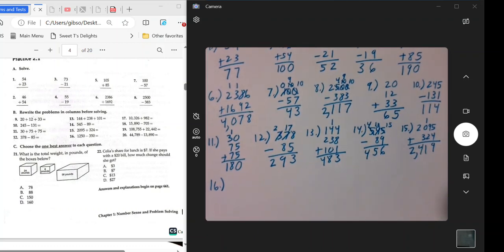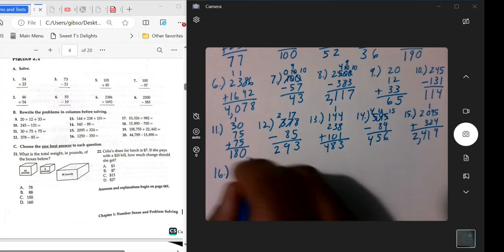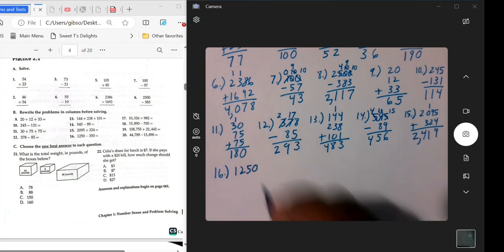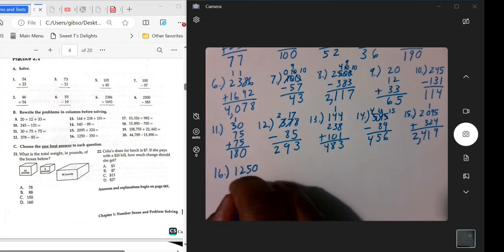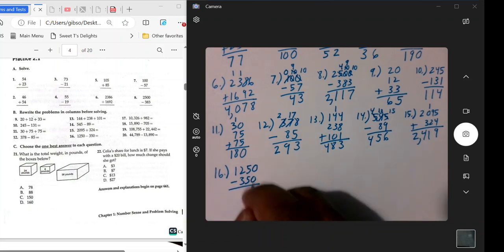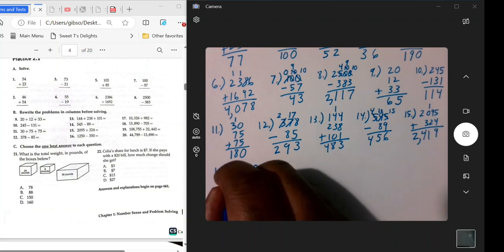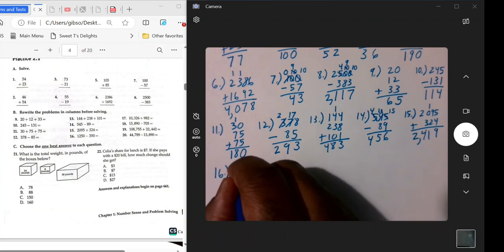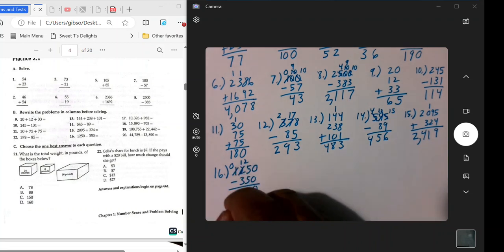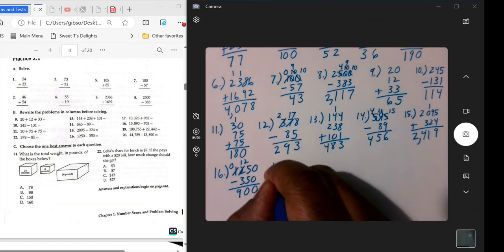Problem 16, we have a four-digit number, which is 1,250, minus a three-digit number, which is 350. So we have 0 minus 0 is 0. 5 minus 5 is 0. We cannot subtract 3 from 2, so we'll borrow 1 from the 1, which would be 0. And this 2 would become 12. 12 minus 3 is 9. And 0 minus 0 is 0. So this is 900. Okay, now we go to 17.